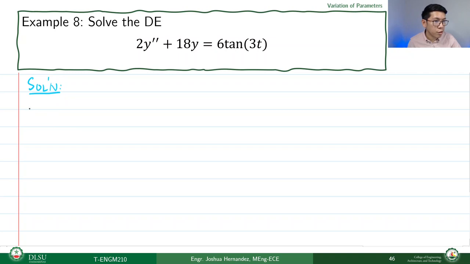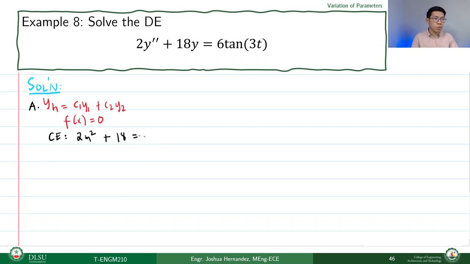We need to get our homogeneous solution yh, which is c sub 1 y sub 1 plus c sub 2 y sub 2. Again, for yh, our f of x is equal to 0. That is why we can form the characteristic equation of 2m squared plus 18 equals 0.